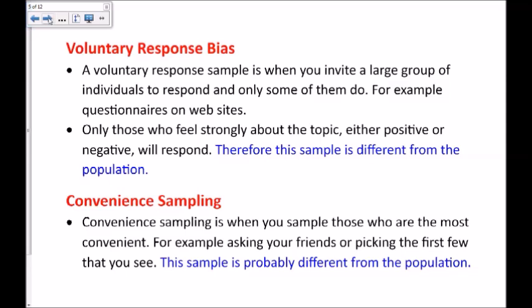Okay? The second type of bias is a convenience sample. Convenience sampling is when you sample those who are most convenient. The easiest ones to sample tend to not be a very good sample. Okay? So for example, asking your friends a question, okay, or picking the first few that you see are usually not a really good sample. There's no randomness in that, and there could be a fundamental difference between that group and the population.